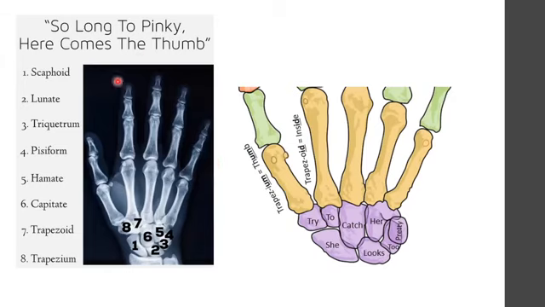Here are some mnemonics that may be useful to help you all remember each of the carpal bones specifically. For example, for this one here, starting off again on the thumb side, so long to pinky, here comes the thumb. Here's another funny one. Try to catch her. She looks too pretty. It's a little stalkerish, but hey, I don't make these up. I just give you guys information.